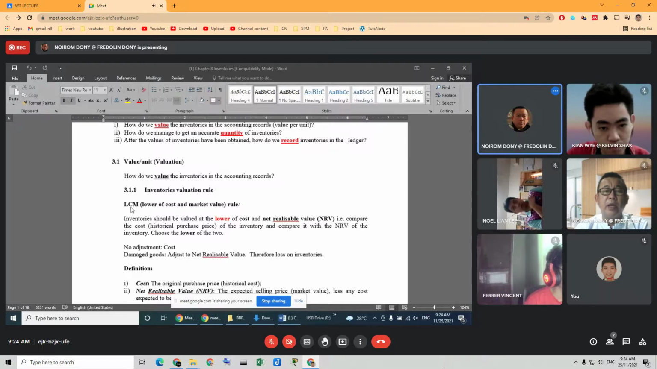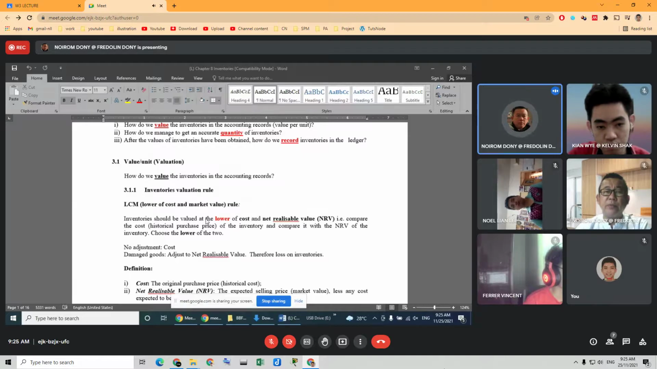What does it mean? Meaning we're going to have 2 values for the inventory. One is cost. The cost we are talking about is the price that we paid to the supplier. And then market value is an estimated value for the current market price. You are not expected to determine how much the market value is, but you will be given. So compare them. Which one is lower? The lower one will be selected. This is in line with the prudence concept.